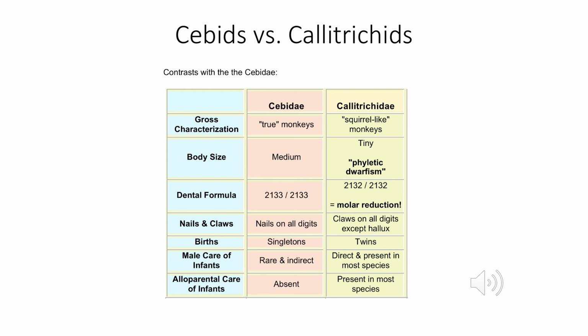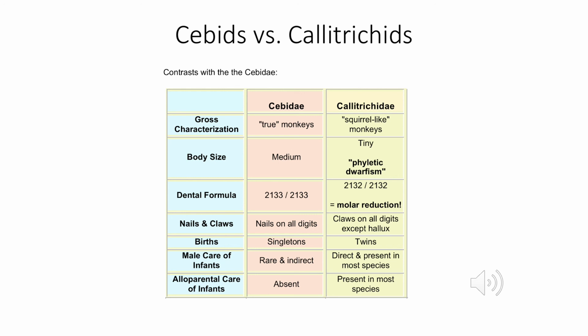Our Cebidae are what we call true monkeys. Those are going to be like your capuchins and your squirrel monkeys. They are medium in body size. A squirrel monkey can be probably 8 to 10 pounds, a capuchin maybe 10 to 12. Again, don't get too worried about the dental formulas, but nails and claws. We have nails on all of our digits. So with the Cebidae, our true monkeys, nails on every finger.